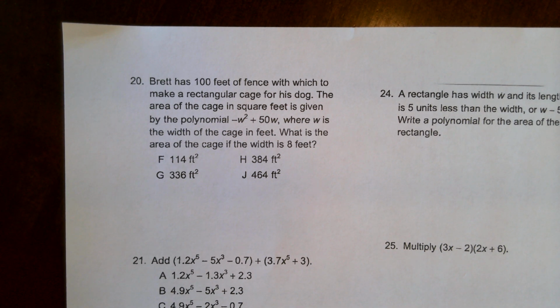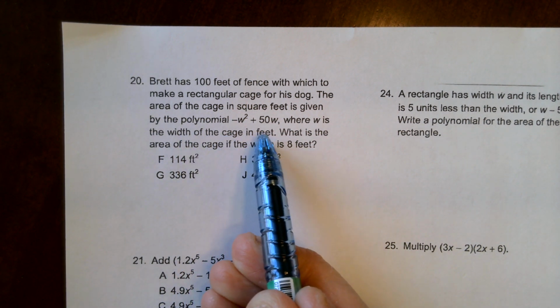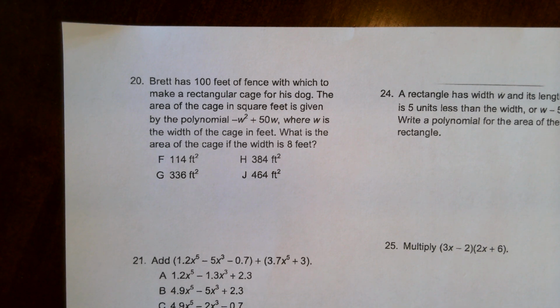Brett has 100 feet of fence with which to make a rectangular cage for his dog. The area of the cage in square feet is given by the polynomial negative w squared plus 50w, where w is the width of the cage in feet. What is the area of the cage if the width is 8 feet?